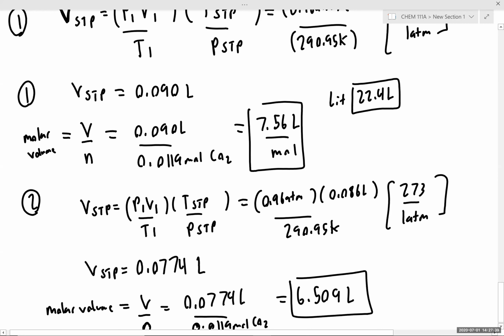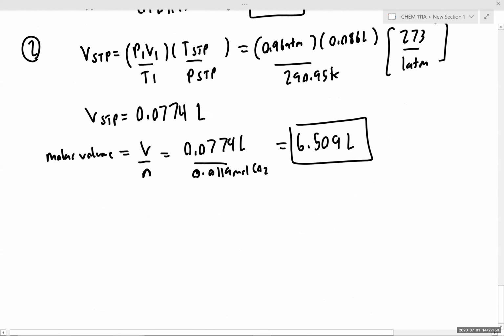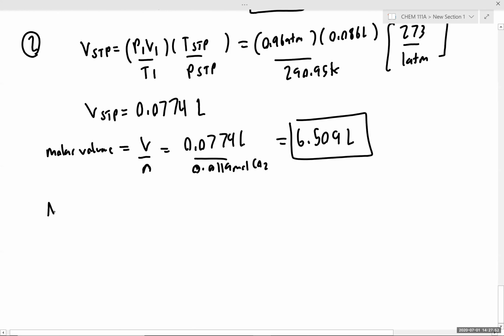So this is our complete set of calculations for the molar volume of carbon dioxide for the sodium hydrogen carbonate runs. Let's continue on now with the sodium carbonate runs. So first and foremost, what is the temperature of our water for our sodium carbonate runs?